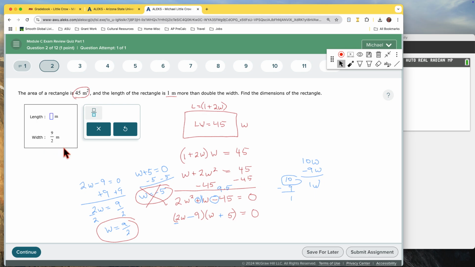And then to get the length, we are going to come back up here and use this formula that the length is 1 plus 2 times the width. And it's kind of nice that it's 9/2 because 2 divided by 2, right, these are going to cancel each other out. We're going to get 1 plus 9 is what the length is. So the length is going to be 10. And then that way everything works out.